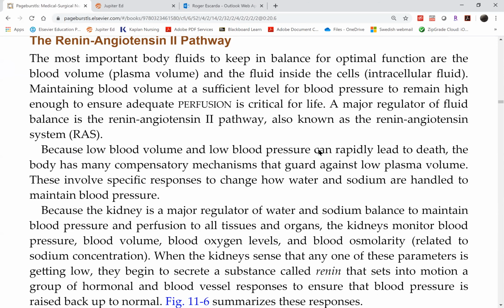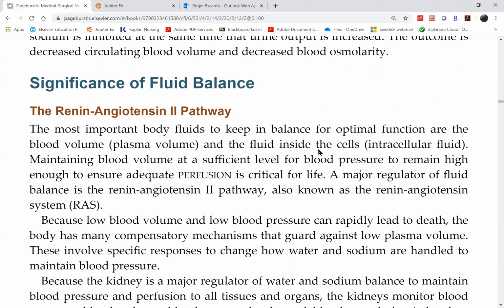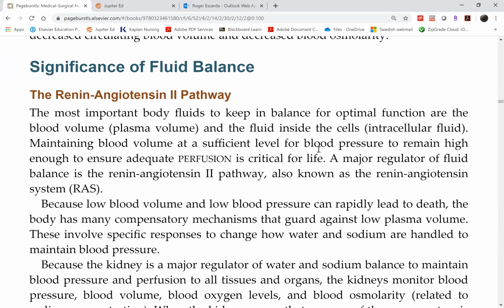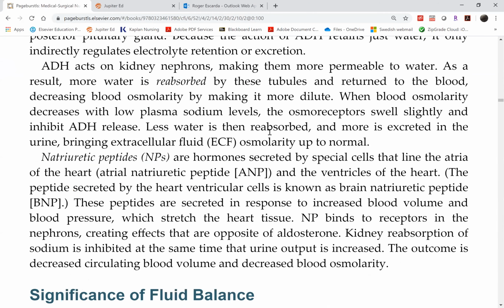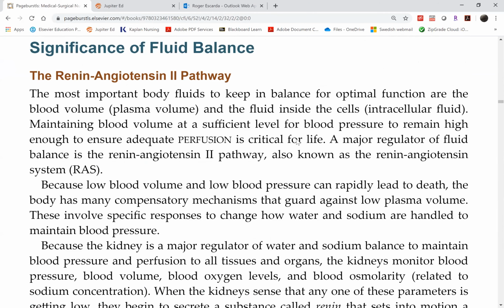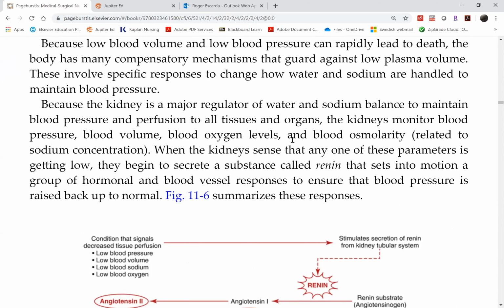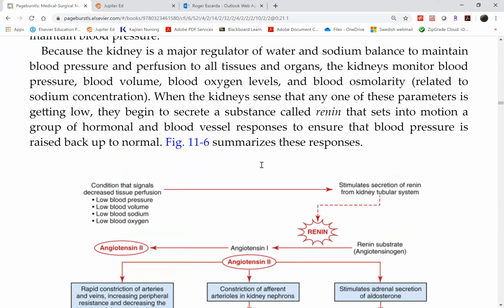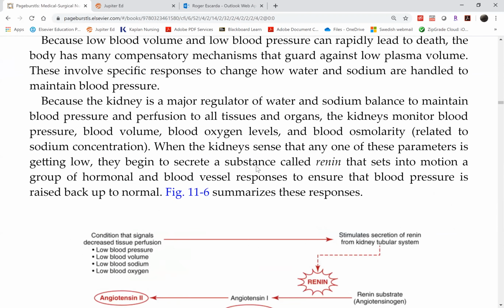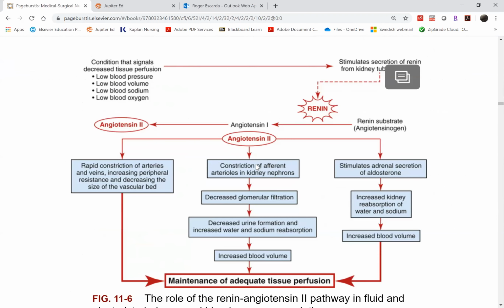Alrighty, so let's do the emergency compensatory mechanism. So we have two. We talked about aldosterone and antidiuretic hormone. Let's talk about the Renin-Angiotensin pathway. So the trigger here, I'll just explain it using the figure. I won't do the paragraph. You read the paragraph. So I'll explain this figure.